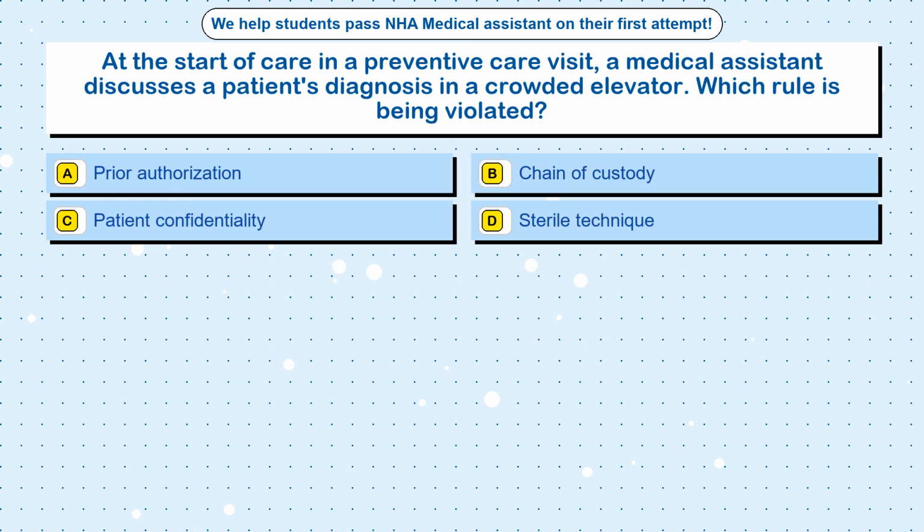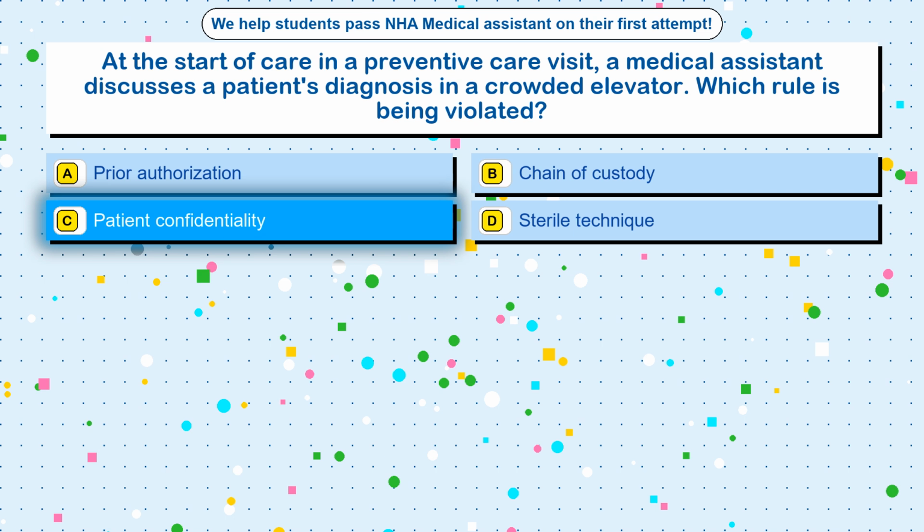Question 40. At the start of care in a preventive care visit, a medical assistant discusses a patient's diagnosis in a crowded elevator. Which rule is being violated? Option A. Prior authorization. Option B. Chain of custody. Option C. Patient confidentiality. Option D. Sterile technique. The correct answer is option C.